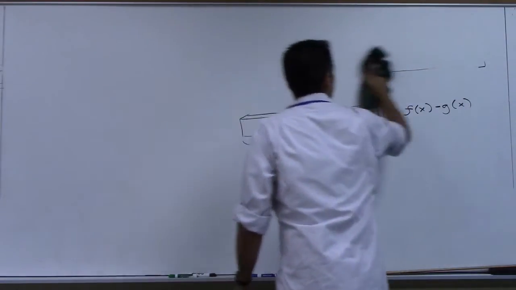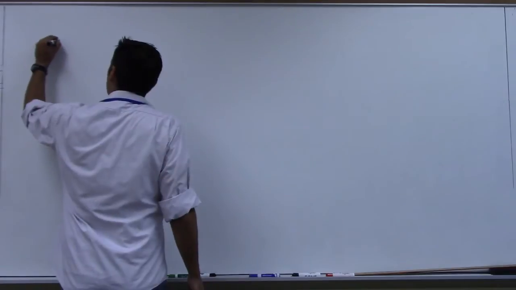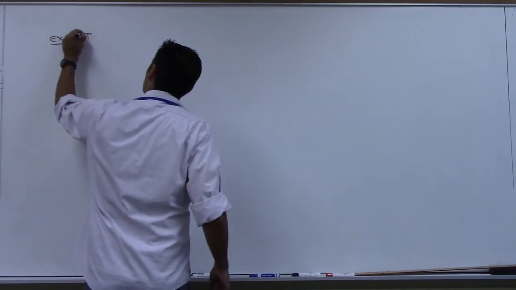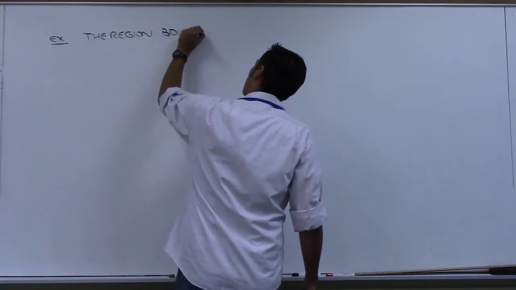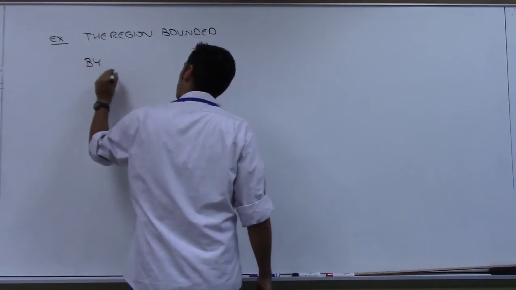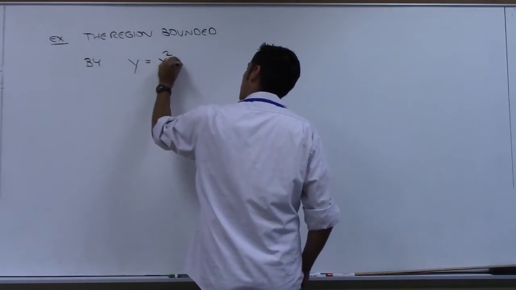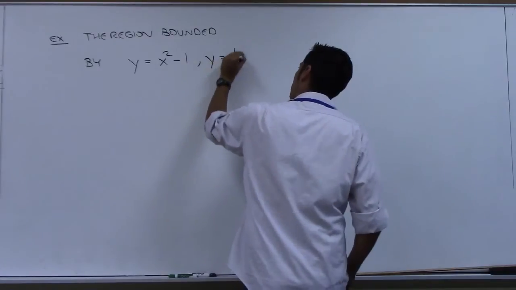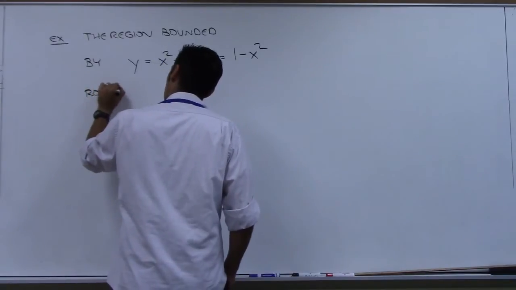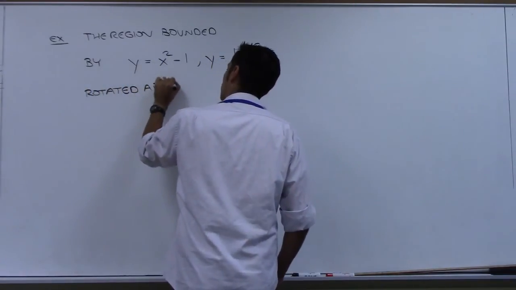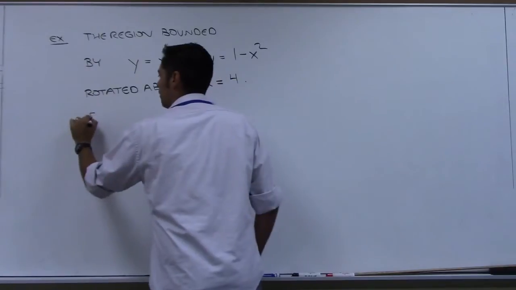Let's do, how about this? The region bounded by y equals x squared minus 1, y equals 1 minus x squared, rotated about x equals 4. Find the volume.